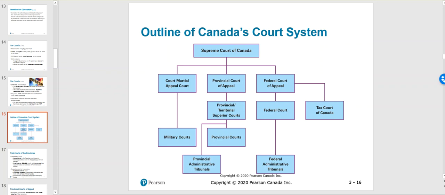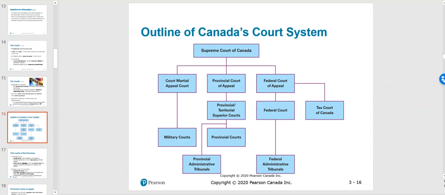And then in each province, we'll have a court of appeal and then lower courts. The Court of Appeal is the highest court within a province. It is still lower than the Supreme Court of Canada, but the highest at the provincial level. So it means that all decisions from the Provincial Court of Appeal are binding on the lower courts in a province. See? And then we have the Superior Court and Provincial Courts. They are the lower courts within a province. So let's look at some details of those.